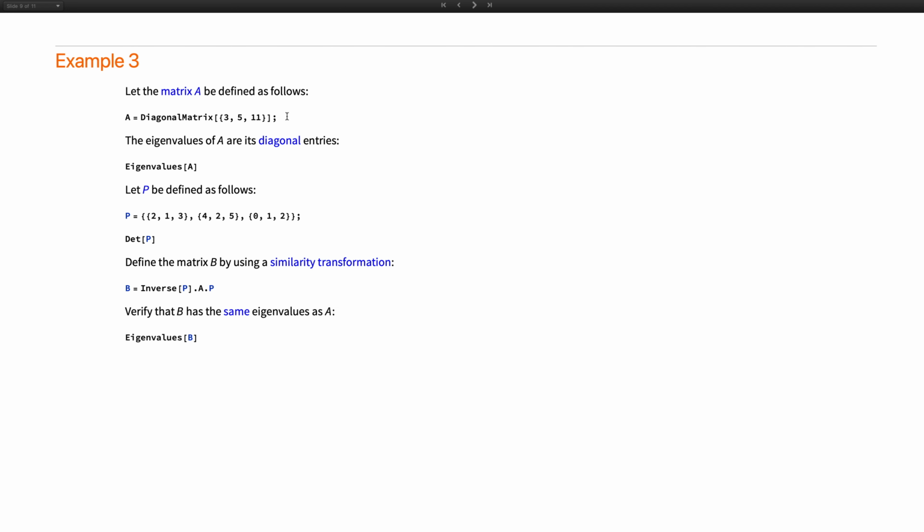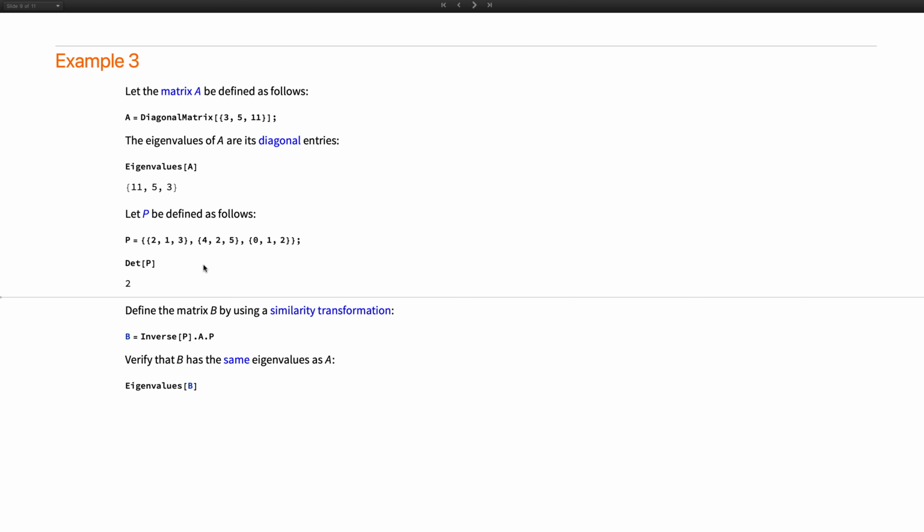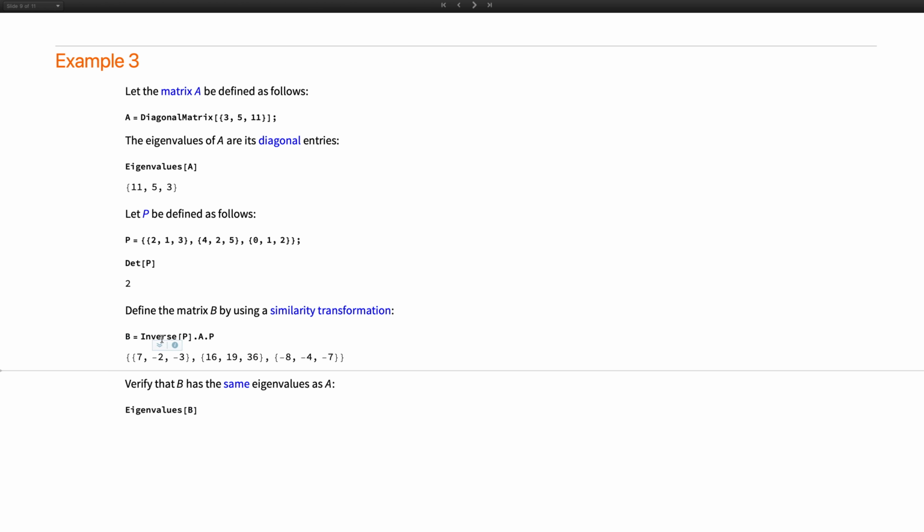Okay, so as an example, let's start with a really simple matrix, a diagonal matrix with entries 3, 5, and 11 on the diagonal. So of course the eigenvalues over here are just 3, 5, and 11. Now take up another matrix P, which is non-singular because its determinant is not 0, and perform a similarity transformation to get a matrix B. So you get B is the inverse of P times A times P. And you notice over here that B itself has the same eigenvalues as A, just as we said early on.